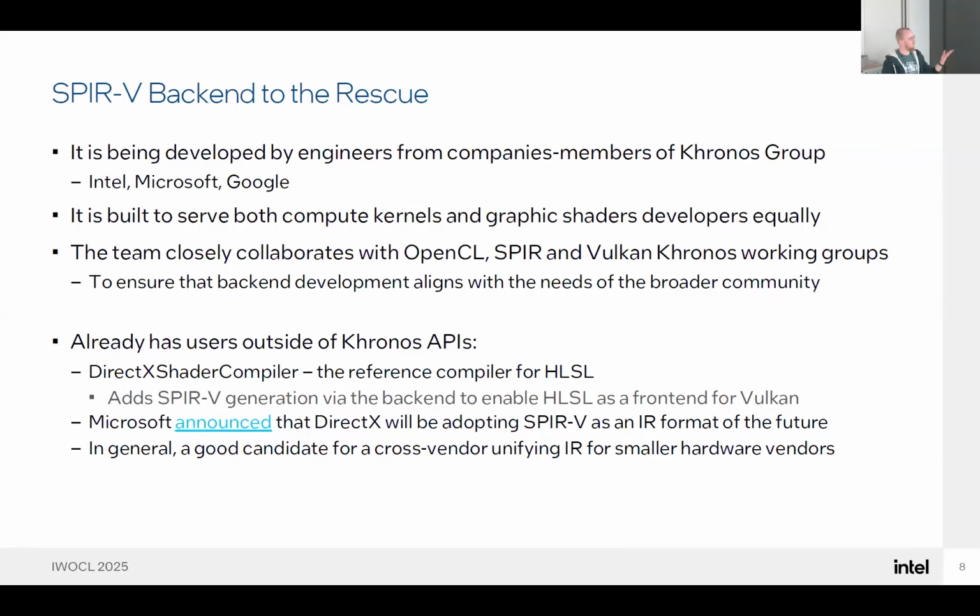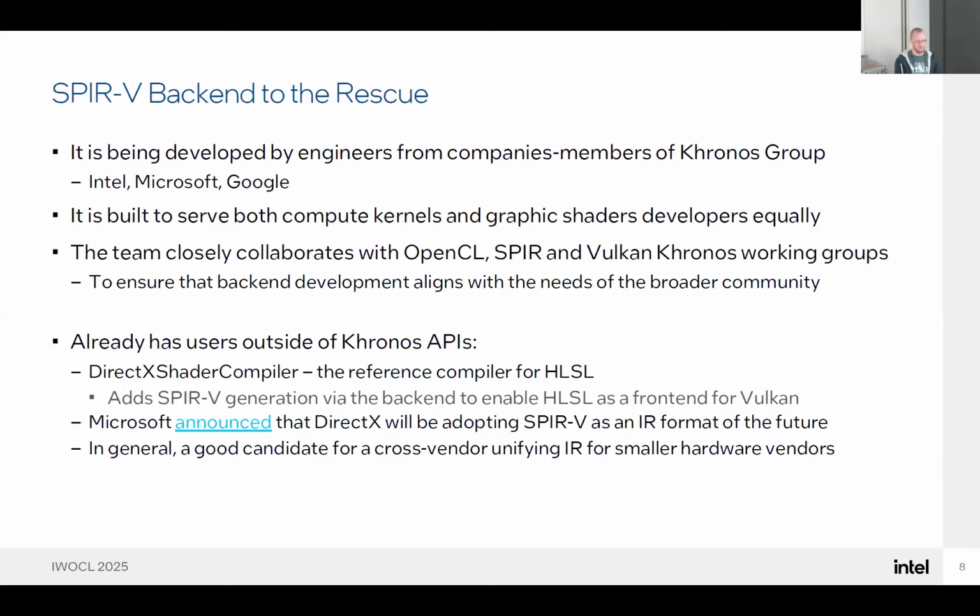The backend is being maintained by representatives of the Khronos Group, with folks from Intel, Microsoft, and Google contributing code. Unlike the translator, it also supports shader capability. So there's a common core, which gets benefits from both the shader and compute work. It's somewhat easier to develop and moves quicker because of more code reuse. And the team closely collaborates with different Khronos working groups to make sure that all the needs are fulfilled and the backend moves in the right direction.